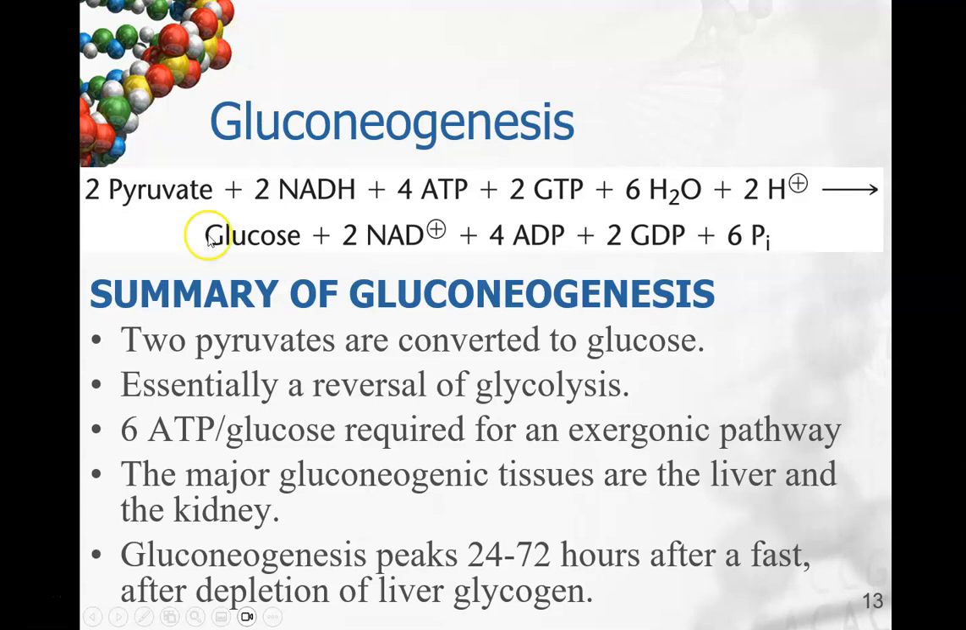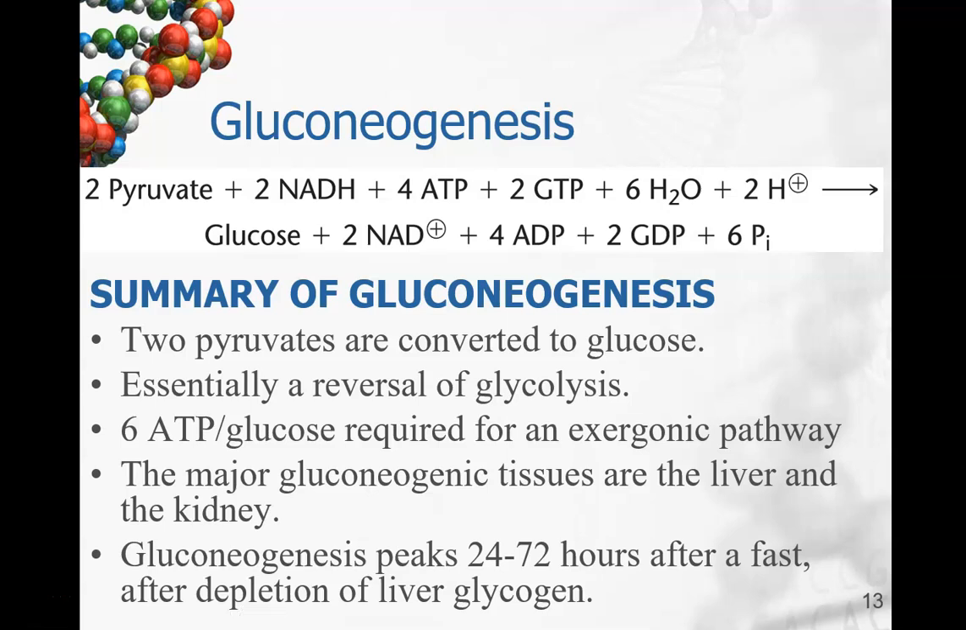If you took all of the reactions and added them all up, and again, we're starting with 2 pyruvates, if you're keeping track, it costs 6 ATP equivalents to make this pathway exergonic. For 2 pyruvates, we needed 2 NADHs because glucose is more reduced than pyruvate, so we need an electron donor. So we need 2 NADHs, 4 ATPs, and 2 GTPs. I would call that 6 ATP equivalents. So it is essentially a reversal of glycolysis, but glycolysis is exergonic. If gluconeogenesis is going to be exergonic, we're going to need to hydrolyze 6 phosphoanhydride bonds in order to make this pathway exergonic.